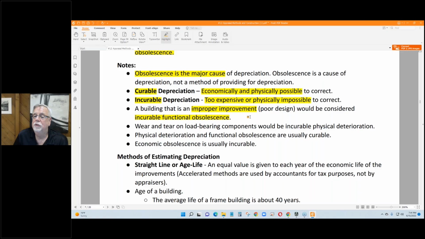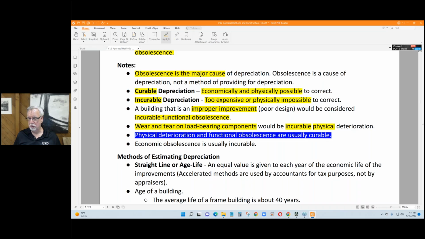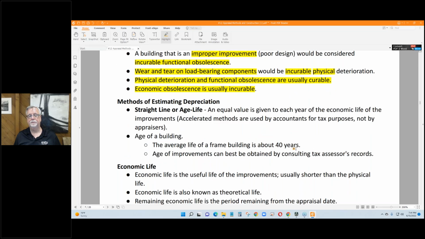Because what are you going to do? The poor design, the building is facing the wrong direction. And all the buyers with their compasses out go, no, we don't want to buy it. Wear and tear on load-bearing components would be incurable and physical. Physical and functional are usually curable. Economic and social, usually not.